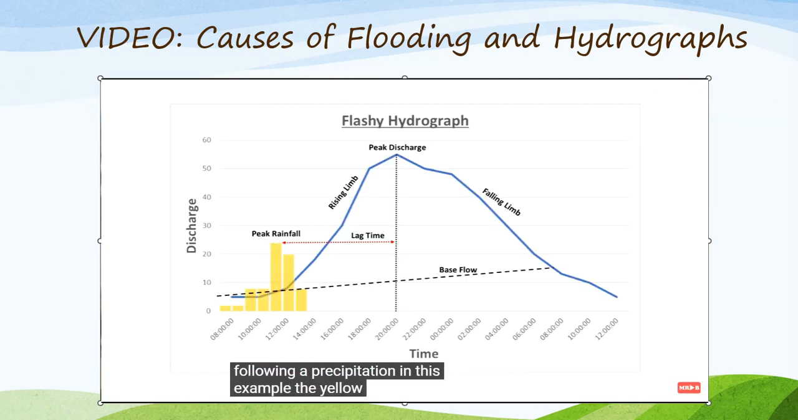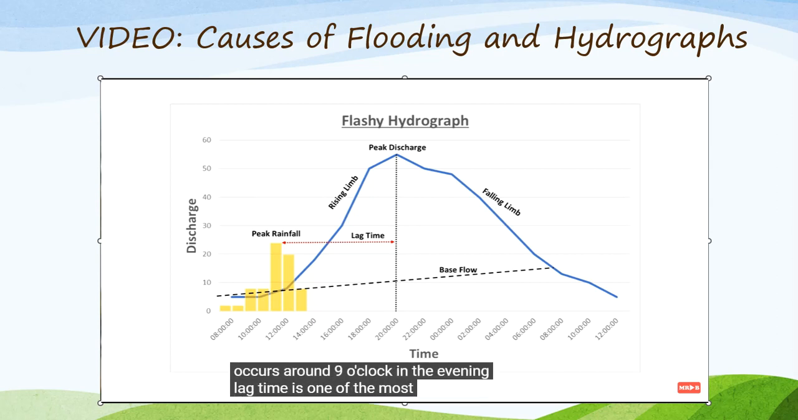In this example, the yellow bar chart shows the amount of rainfall over the specified hours. In this case, the peak rainfall was around 12 o'clock. Following this peak, the amount of discharge shown by the blue line increases, and this is referred to as the rising limb. The peak discharge of 55 cumecs occurs around 9 o'clock in the evening.